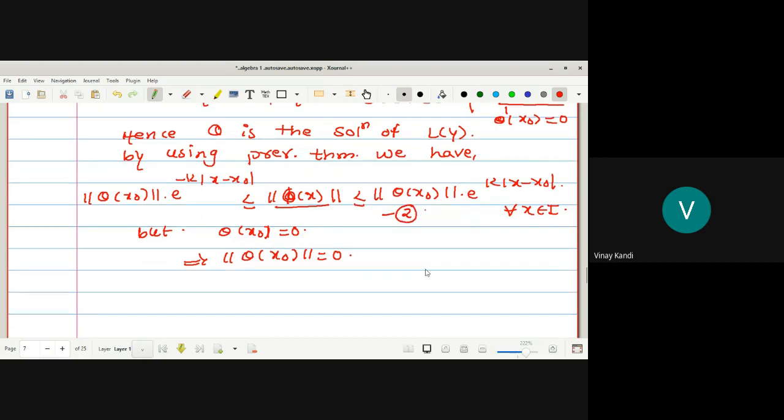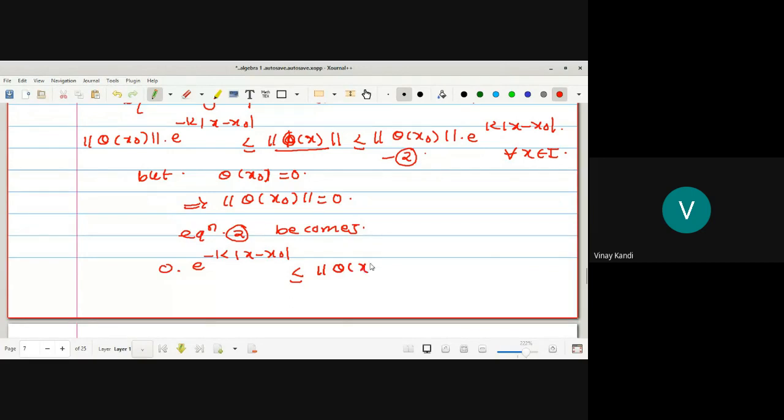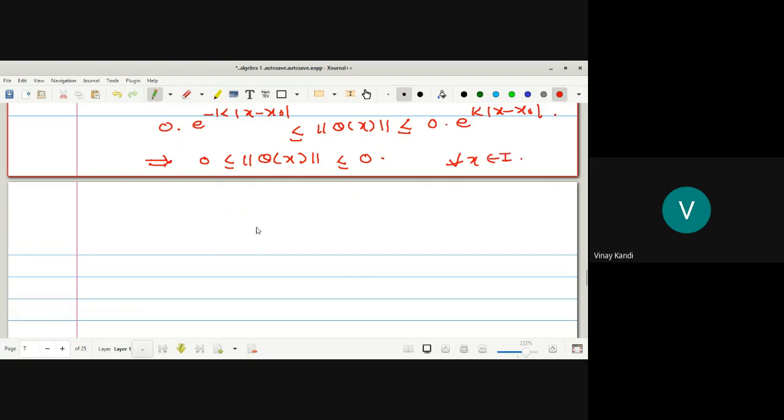Now putting this value in equation 2, equation 2 becomes 0 less than or equal to the norm of theta of x, which is less than or equal to 0 into e raised to k into mod of x minus x naught. Which implies that 0 is less than or equal to the norm of theta of x, which is less than or equal to 0, for all x belongs to I. So the norm of theta of x is equal to 0 for all x belongs to I, which implies that theta of x itself is equal to 0.